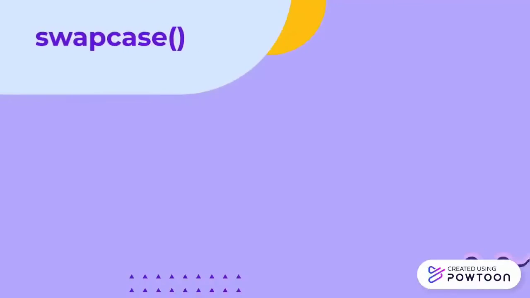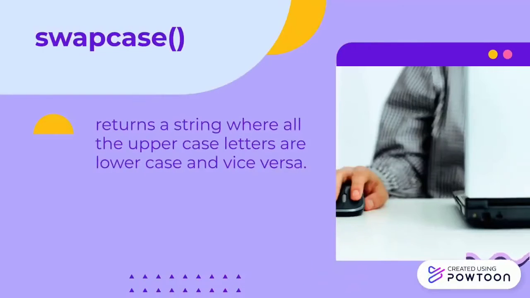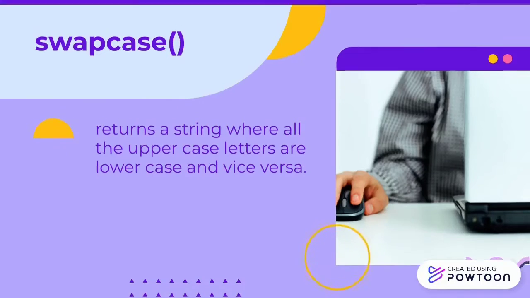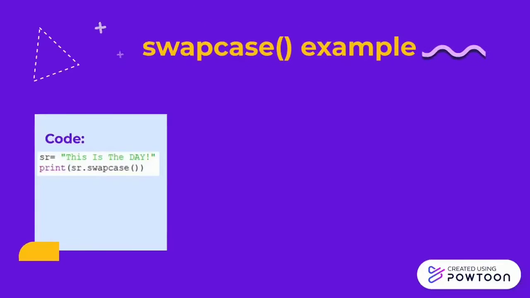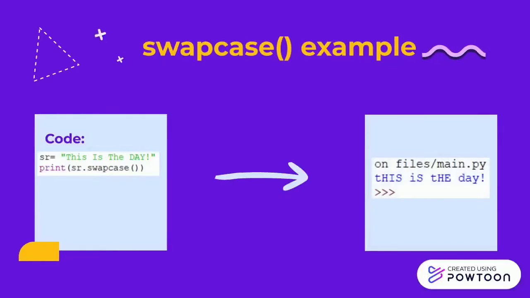The 10th, swapcase. Returns a string where all the uppercase letters are lowercase and vice versa. Here's an example of the swapcase method. As you can see, the output is the swapcased phrase.